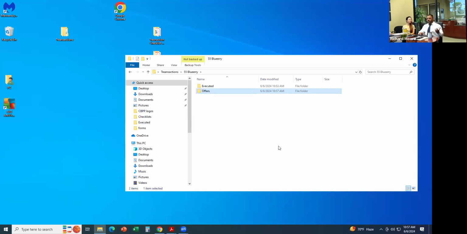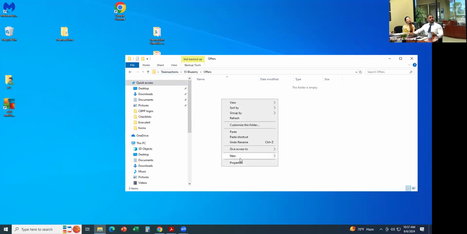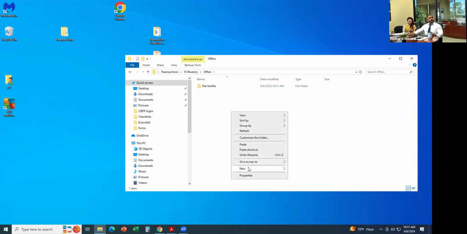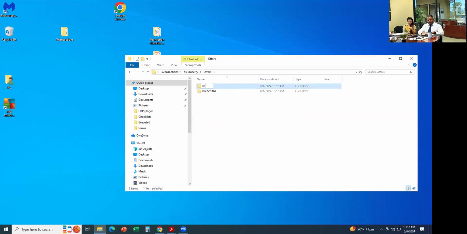Within this folder, I got an offer from, create another folder, the Smiths. And then I got an offer from the Johnsons, and so forth. Let's say I got 10 offers. In each one of these folders, I'm going to keep any documents for those offers, right? Just keep everything organized. Otherwise, you're going to go crazy with all these different documents.